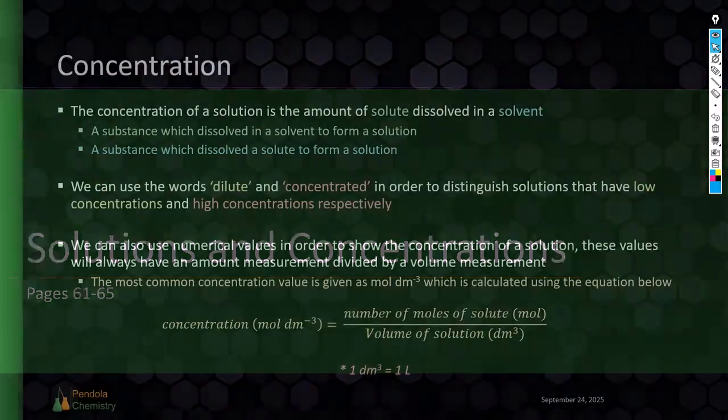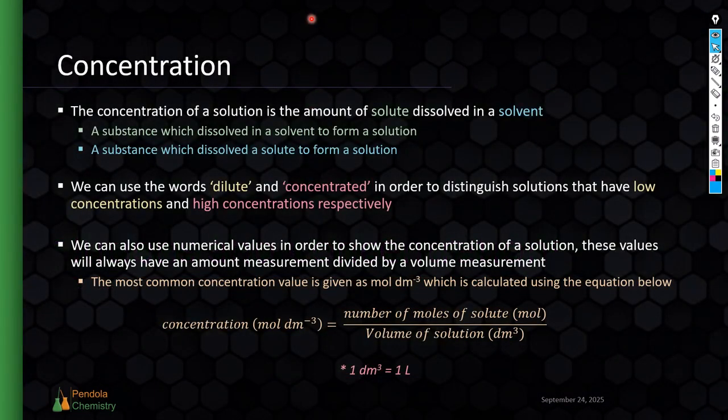So let's move forward. Concentration. Concentration is a very key part of chemistry, especially in practical work. The concentration of a solution is the amount of solute dissolved in a specific solvent. To define these two words, because we are going to use them fairly often, the solute is the substance which is dissolved in the solvent to form a solution.